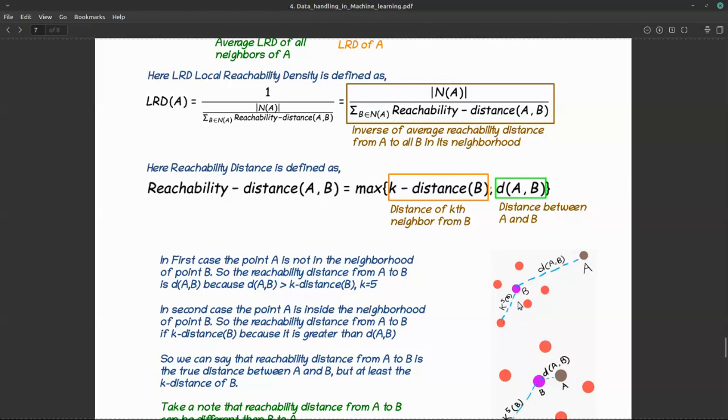Because if I take k equal to one, you won't take this one, right? You will take the nearest one. If I take k equal to two, then this two, three, then this three, four, then this four, then five, and only this would be included in the neighborhood for k equal to five. So k distance is defined as nothing but the distance of a point from the kth neighbor, right? And reachability distance is defined as the max of k distance of b and distance of a to b.